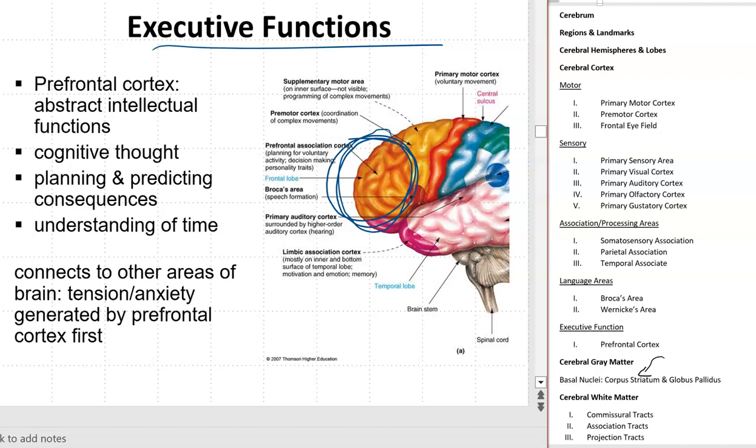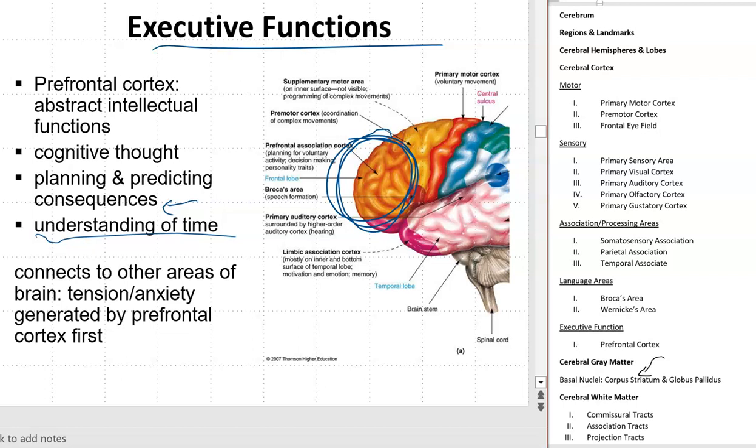So cognitive thought, planning and predicting consequences, big one. Understanding time, right? Knowing you have 3 anatomy lectures to do and thinking, I'll do them all Sunday night at 10 p.m. It's not going to work, right? So understanding time management. So it's a major function. It does connect to other areas of the brain, and they think this is where worry and anxiety comes from. Your prefrontal cortex is overthinking or thinking negative consequences, so it can generate the anxiety that can occur. But they know that it's definitely involved with planning and time and consequences.